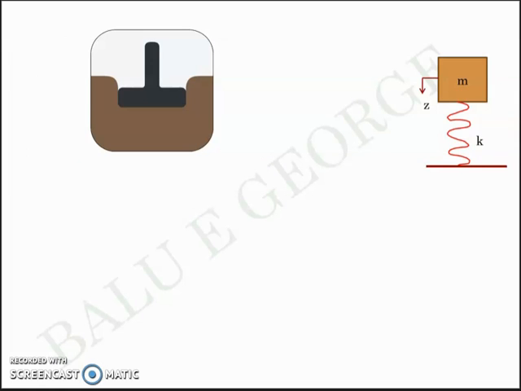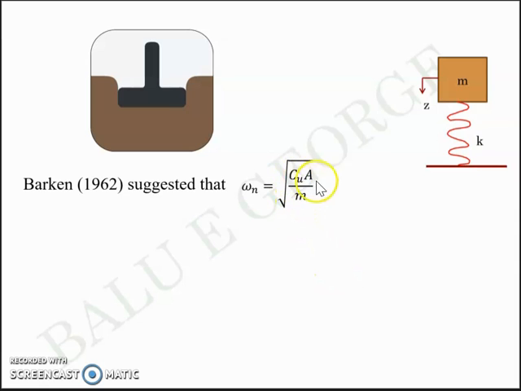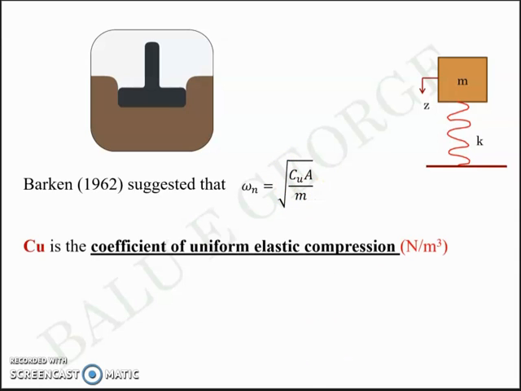Now the equation omega n is equal to root of k by m is quite a general equation. You can apply that to any system, not just soil mechanics, but to any system which has a mass and a spring constant k. Now to be specific, in soil mechanics, Barkan 1962 suggested that omega n is equal to root of cu a by m, or he suggested that cu into a is equal to k for a soil, where cu is the coefficient of elastic compression in Newton per meter cube and a is the area of contact of the foundation with the soil in meter square.